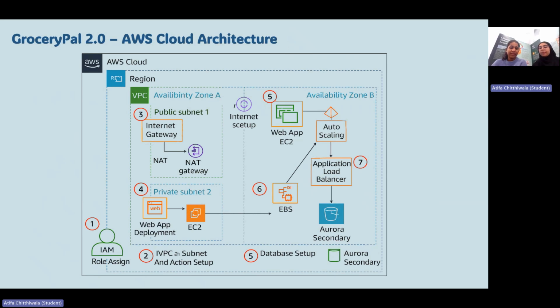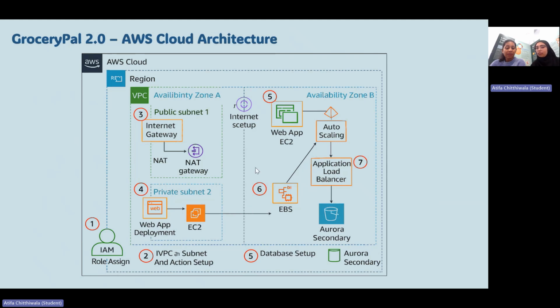Over to you. Yes, this diagram shows the complete AWS architecture for Grocery Pal 2.0. We start with secure IAM role to control access across AWS. The environment is set up in a custom VPC with both public and private subnets spanning two availability zones to maximize availability. The public subnet is connected to the Internet gateway, while private resources securely reach the Internet through a NAT gateway. Our web application is deployed on EC2 instances in both subnets, ensuring service even if one zone goes down.